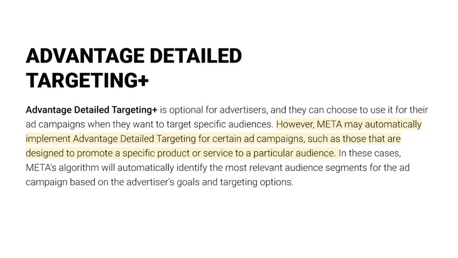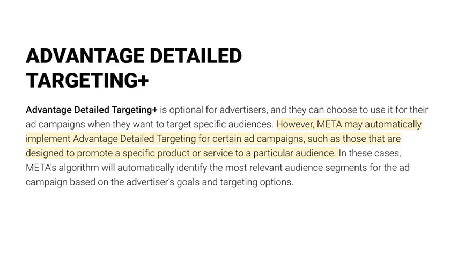So Advantage Detailed Targeting Plus is optional for advertisers. Sometimes, I'm going to show you this in the real world example in the next presentation, and they can choose it for their ad campaigns when you want to target specific audiences. However, Meta may automatically implement Advantage Detailed Targeting for certain ad campaigns, such as those that are designed to promote a specific product or service to a particular audience. I know that's really vague. I'm going to show you again some examples in the real world case studies here in just a minute.